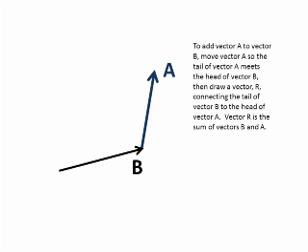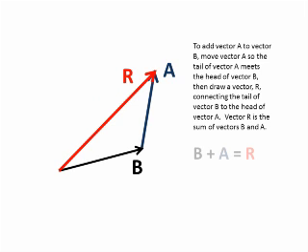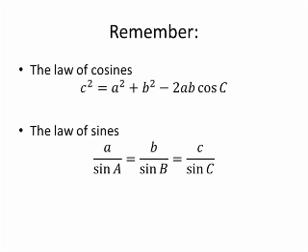In order to calculate the magnitude and direction of vector R, we must remember the law of cosines and the law of sines. The law of cosines uses the lengths of two sides and the angle between them to calculate the length of the side opposite the angle in a triangle. The law of sines tells us that the ratio of a side to the sine of the angle opposite it is consistent throughout a triangle.